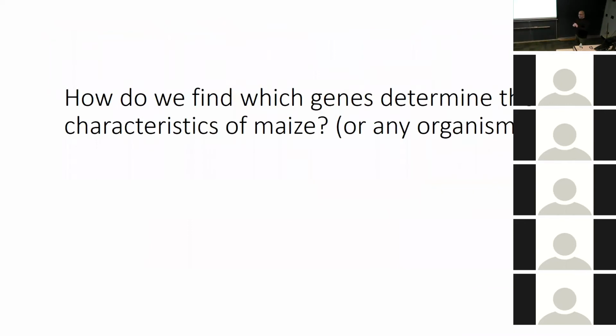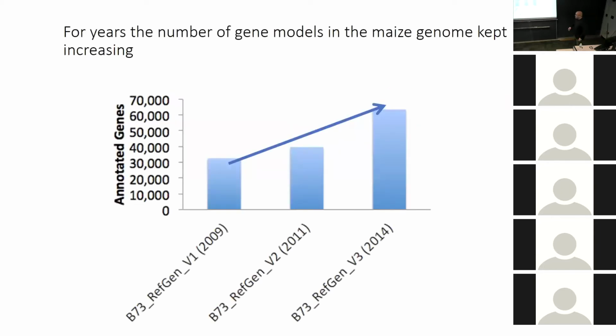So I'm going to start with a sort of broad question. Then we're going to move into some phenomics, then into some quantitative genetics, and come back to sort of broad conceptual stuff. So that broad question, which I think is one of the central questions of all genetics, is how do we find which genes determine the characteristics of maize or any organism? And I like to bring this up because I want you to think about what we actually mean when we say the word gene. So when I first started out in grad school, the maize genome had just come out.